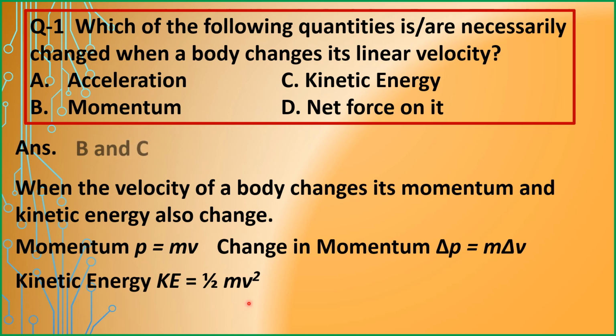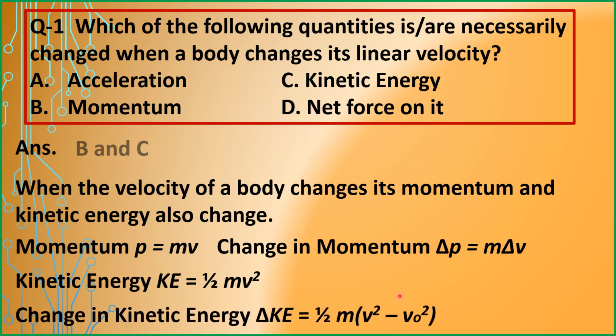when the speed or magnitude of the velocity changes, we say that the body also changes its kinetic energy, KE being equal to 1/2 the mass times the square of the speed or magnitude of its velocity. So when there is a change in the magnitude of the velocity or the speed, it follows that there is also a change in its kinetic energy.